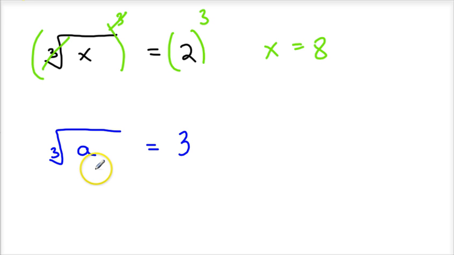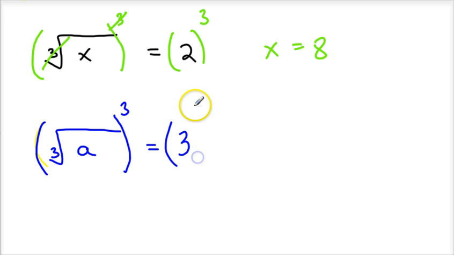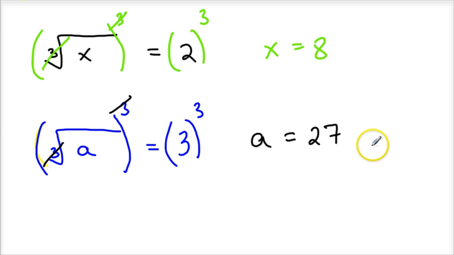The cube root of a equals 3. How do I solve for a? Cube it. Cube one side, cube the other side. The cube and the cube root simplify. I'm left with a equals 3 to the third power, or 3 cubed, 3 times 3 times 3. I get an answer of 27. Excellent.